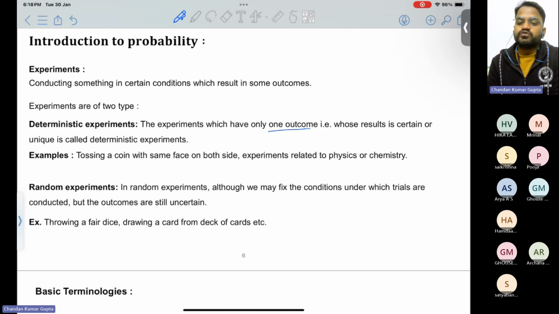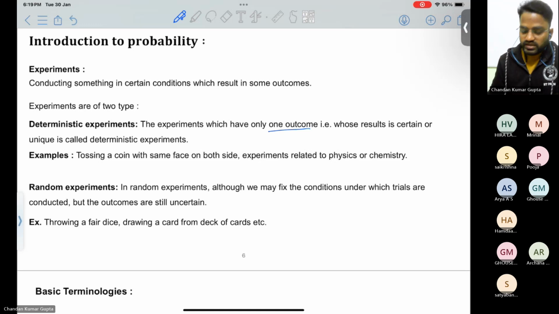Like experiments related to physics or chemistry. Suppose we throw a ball in the air, we are 100% sure it will fall back. In chemistry, when we react hydrogen and oxygen, it forms water. I mean, if two molecules of H2 and O2 react, then it forms H2O, under certain assumptions like certain temperature, pressure, and volume. In probability theory, we always have assumptions.